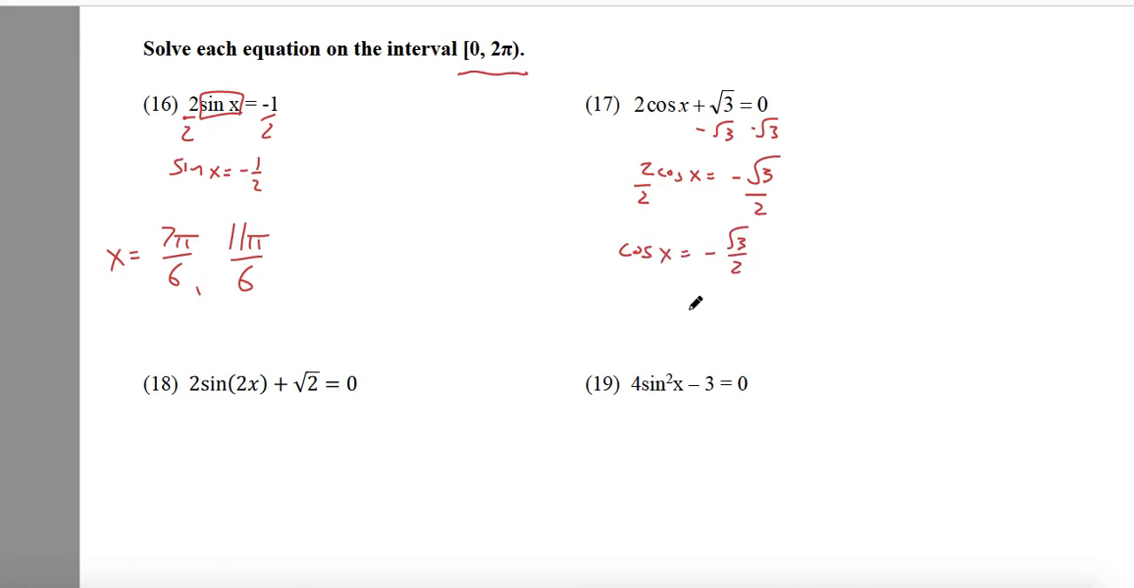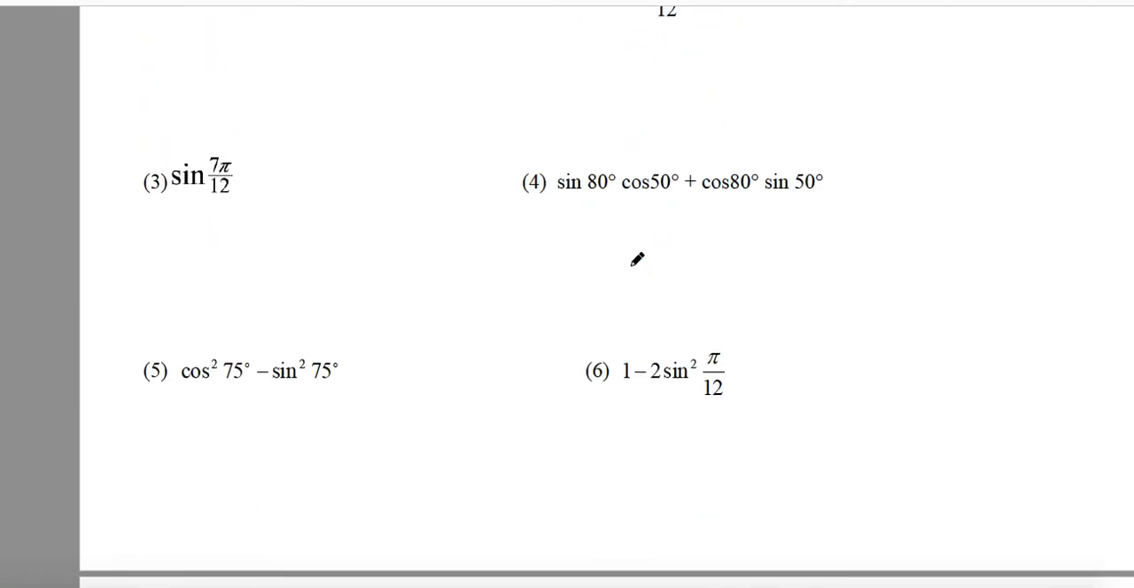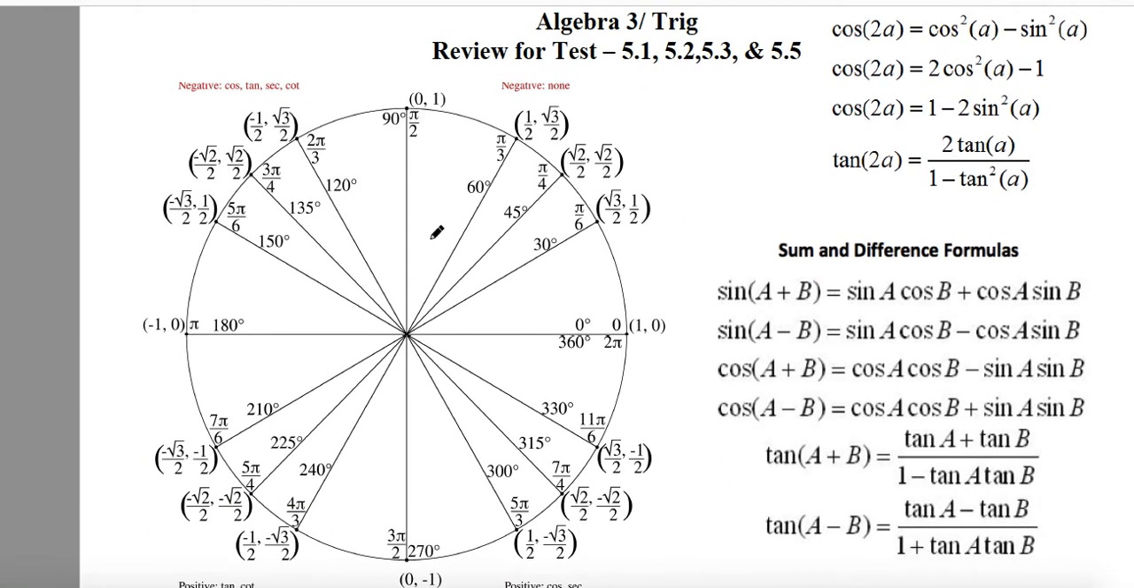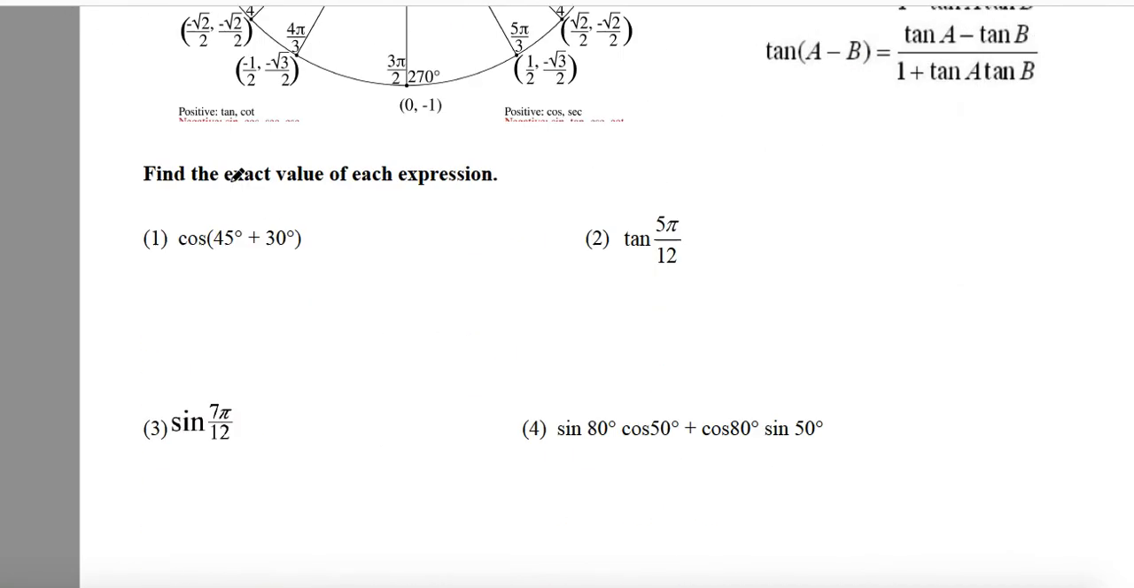So we're trying to figure out cosine of which angles on the unit circle between 0 and 2 pi give us an x value of negative root 3 over 2, since it's cosine. So we look at our unit circle. Cosine's x, so we got one right there and one right here. So our two answers are 5 pi over 6 and 7 pi over 6.